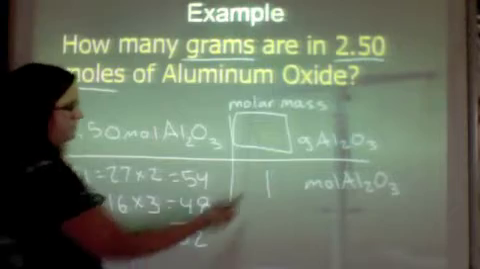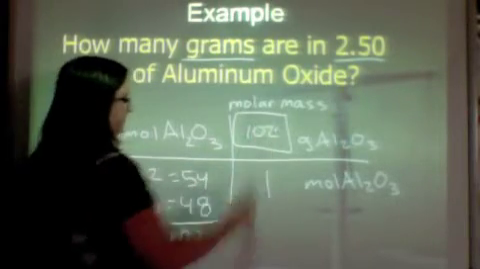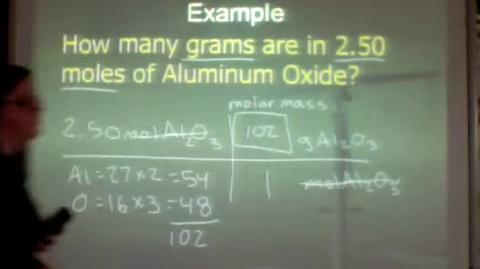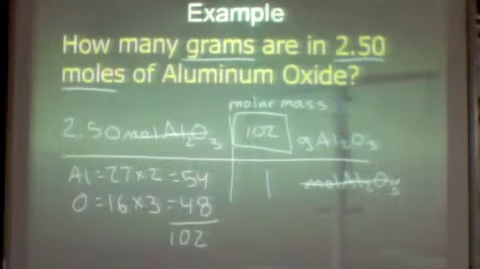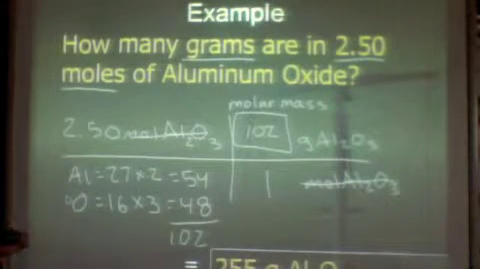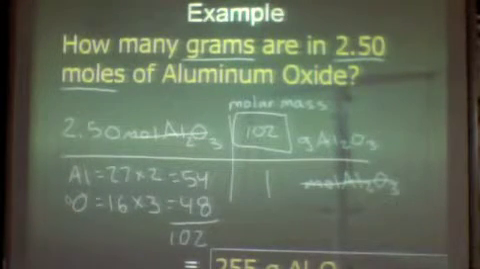Then this number is what goes here. Moles cancel. Grams is what we need. So you simply multiply the top, divide by the bottom. So you should get 255 grams of Al2O3.